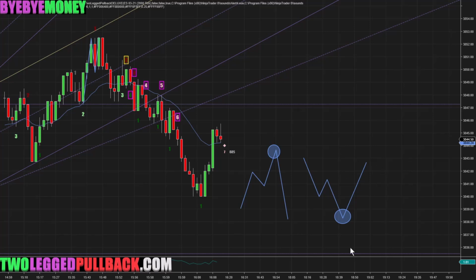If you'd like to know more about this setup, go ahead and check out the description below. I'll put playlists for beginners and intermediate, showing how to count legs and identify two-legged pullbacks and also traps. And check that out if you'd like to know more information about the two-legged pullback.